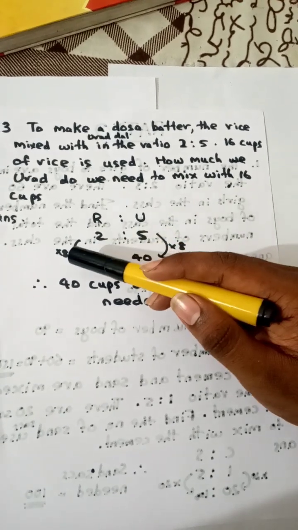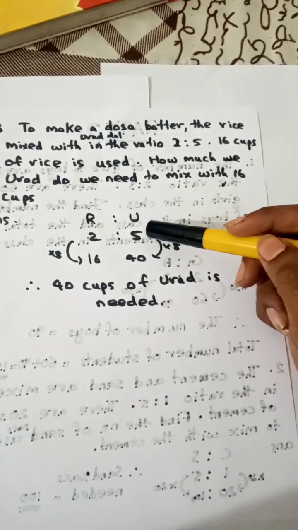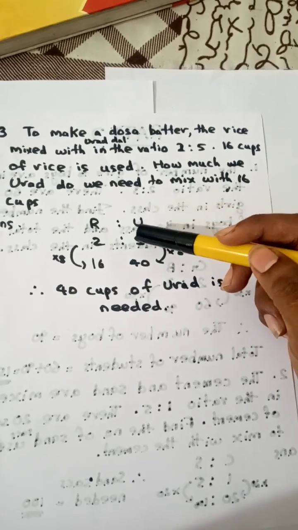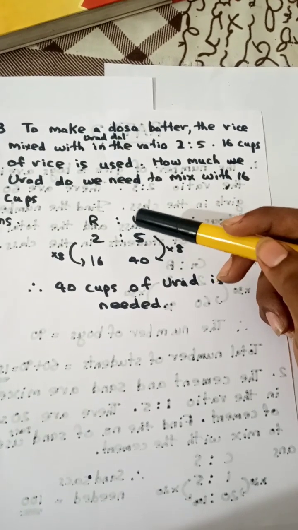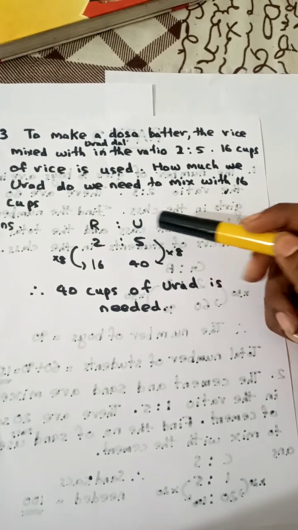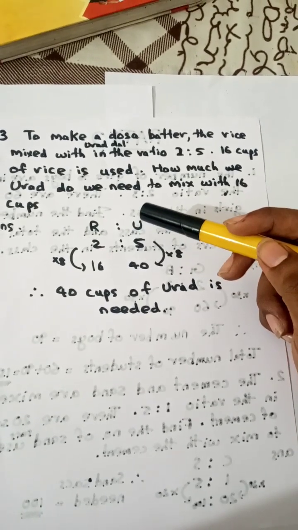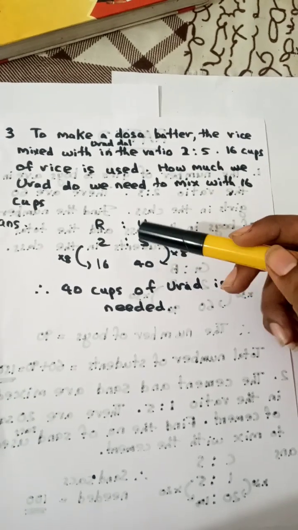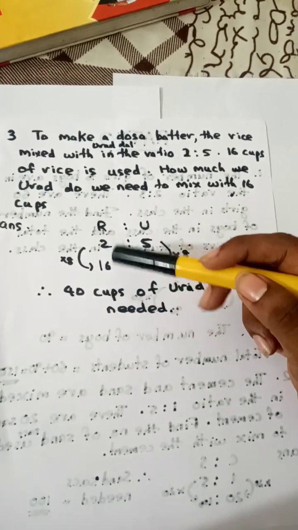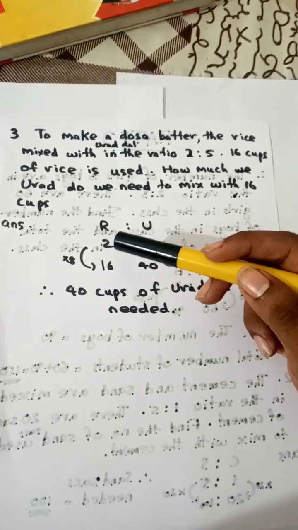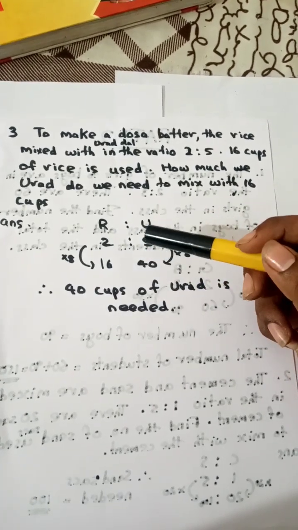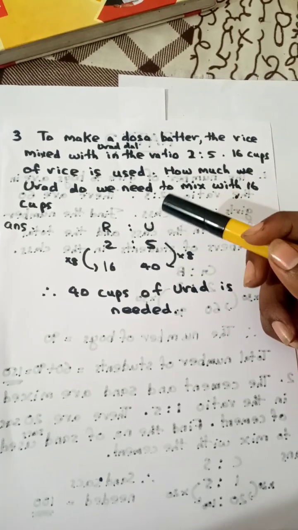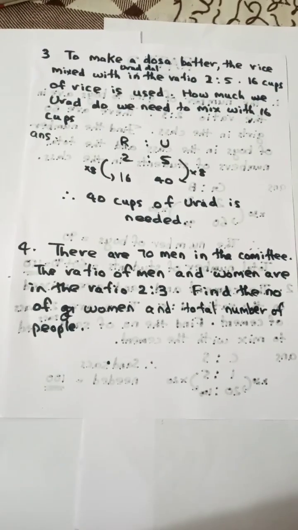So we want to multiply the same number with the number that is in the place of urad dal. The number in the place of urad dal is 5. Multiplying the same number with urad, we would get 5 times 8, which is 40. So if we use 16 cups of rice, we need 40 cups of urad to mix with it to make a dosha batter.